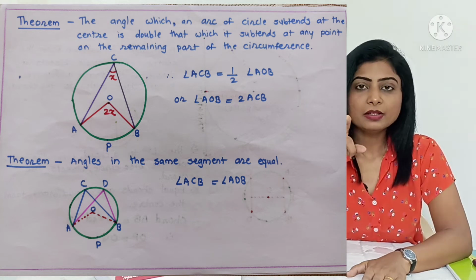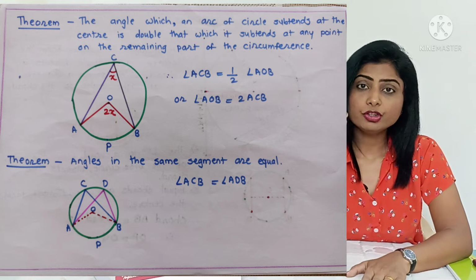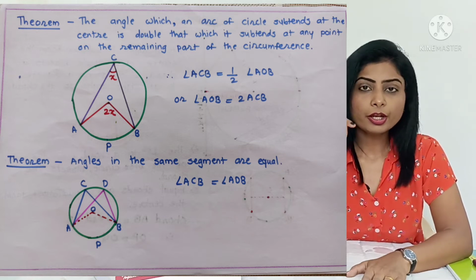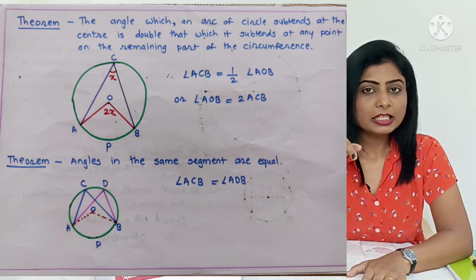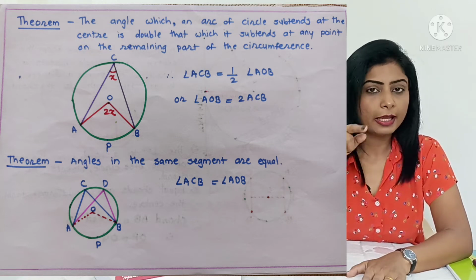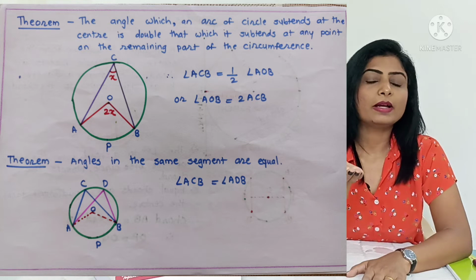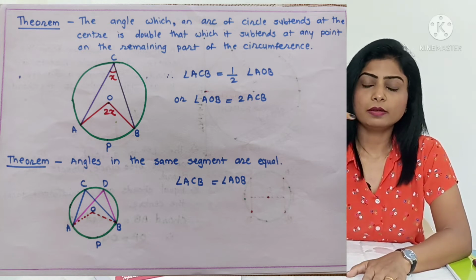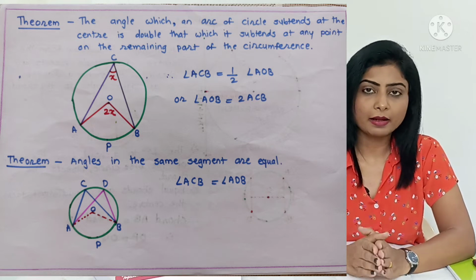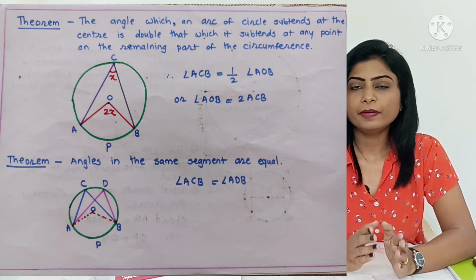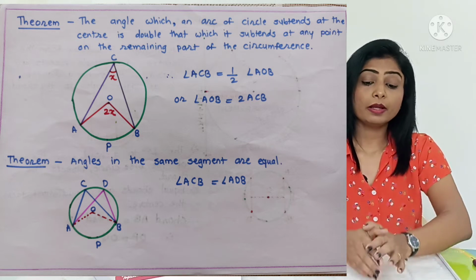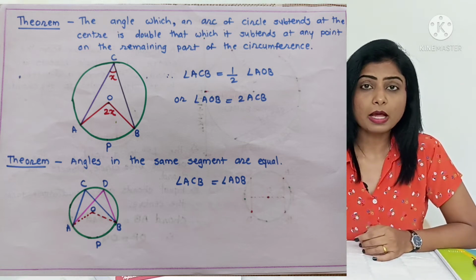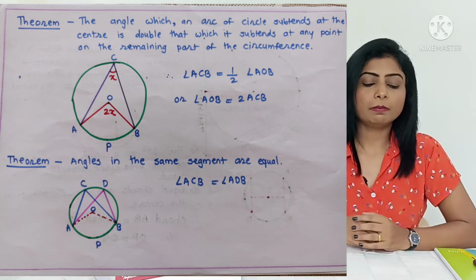So one angle is getting formed, ACB, and the angle which is formed with the center is AOB. So according to this theorem, angle ACB will be half of AOB, or AOB is twice the angle ACB. So here I have drawn ACB and I have named it as angle X. So obviously angle AOB will be twice of X. Okay, so here the common arc is APB. Keep that thing in mind.